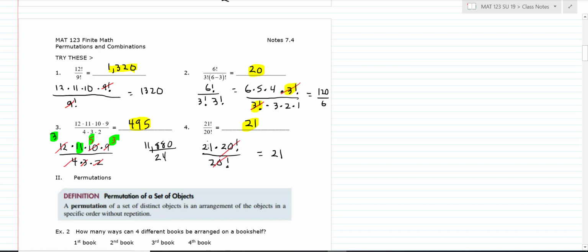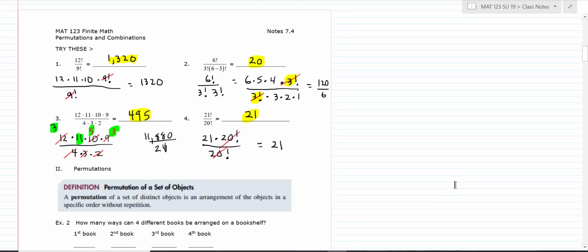The 21, you write 21 instead of going 20, 19, 18, blah, blah, blah. You just want to stop at 20 factorial so those things will cancel out. So then you've got 21 as your answer. All right, so hopefully we did okay on that.